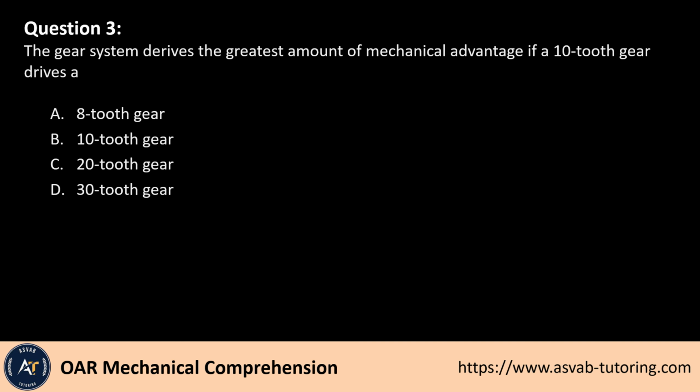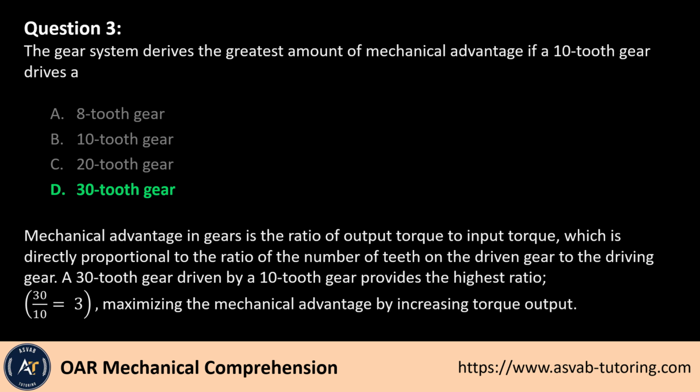Question 3. The gear system derives the greatest amount of mechanical advantage if a 10-tooth gear drives A. 8-tooth gear. B. 10-tooth gear. C. 20-tooth gear. D. 30-tooth gear.